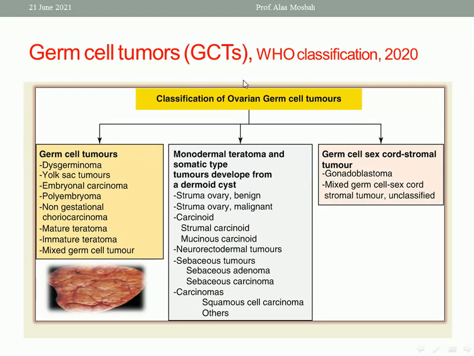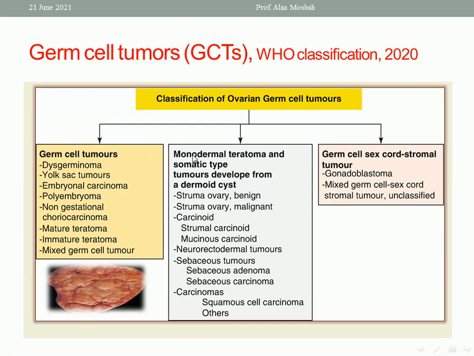What about the germ cell tumor? Germ cell tumors are divided into 3 main categories: germ cell tumor, monodermal teratoma and somatic type tumors developed from a dermoid cyst, and lastly, germ cell sex-cord stromal tumors. This is the most recent classification. Germ cell tumors include dysgerminoma, which is the commonest malignant germ cell tumor, yolk sac tumor, embryonal carcinoma and polyembryoma, non-gestational choriocarcinoma, mature teratoma, immature teratoma, and mixed germ cell tumor.